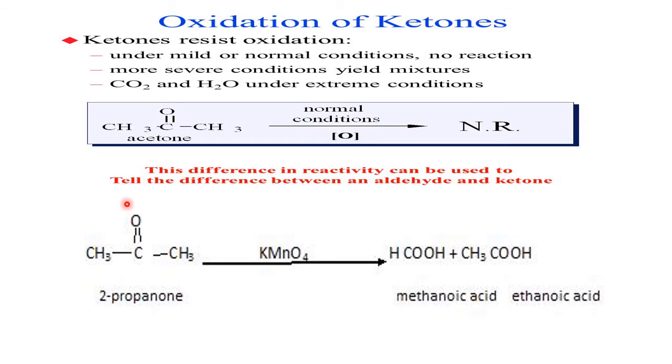Now, how does it break? First, you pinpoint the carbonyl group, C double bond O. What is a symmetrical ketone? On the left and the right side of the C double bond O, if similar groups are there, that is called a symmetrical ketone. If two different alkyl groups are there on the left and right side, that comes under the unsymmetrical ketone.